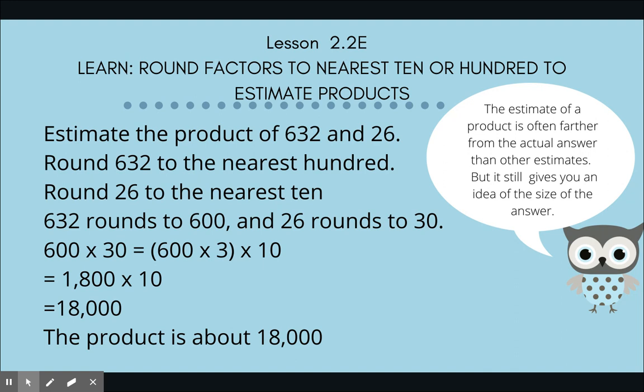So it's not going to be as exact of an estimate when you're multiplying two numbers together. You could be slightly off or have a slightly exaggerated number, but that's okay. It still gives you a ballpark.